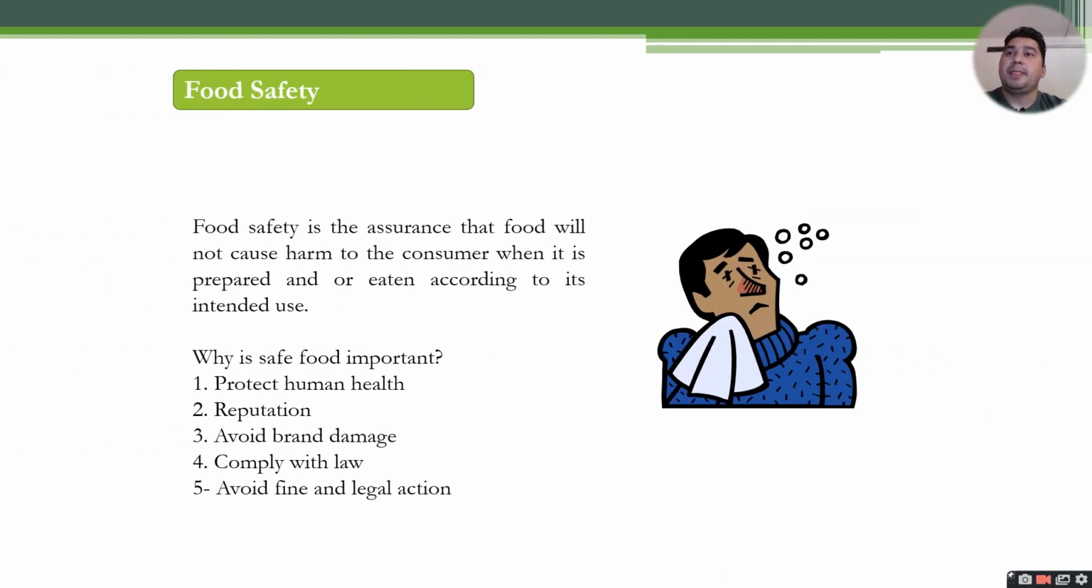Food safety. Food safety is the assurance that food will not cause harm to the consumer when it is prepared or eaten according to its intended use. That is food safety.